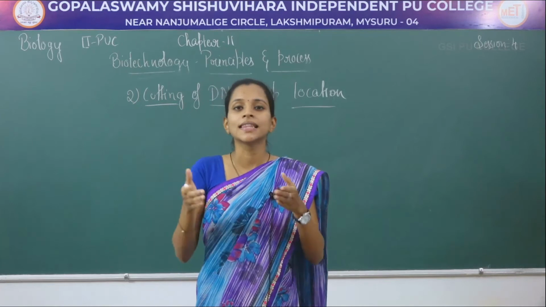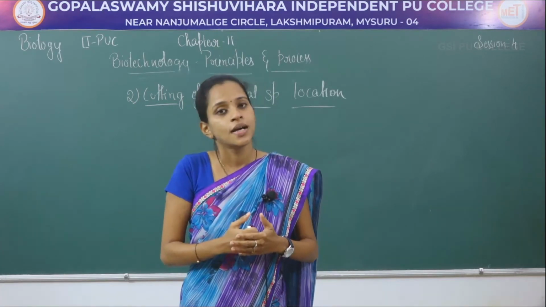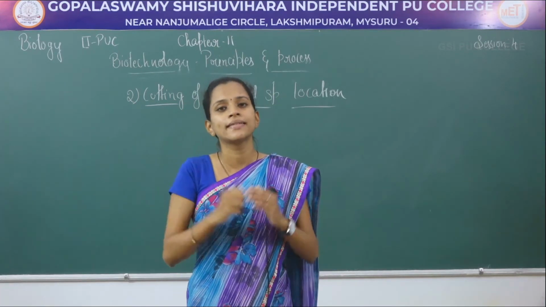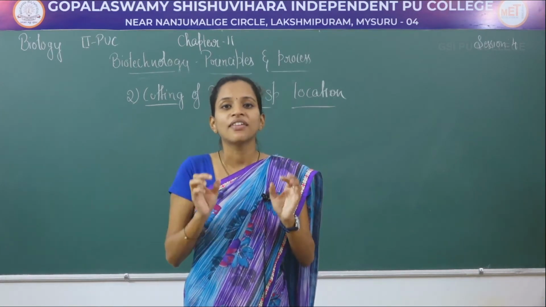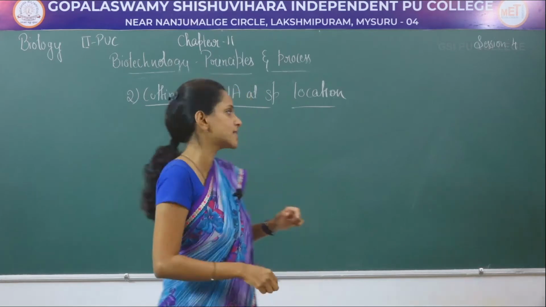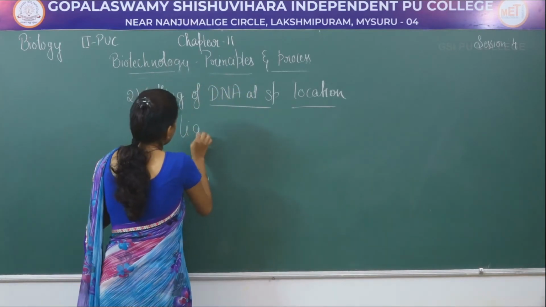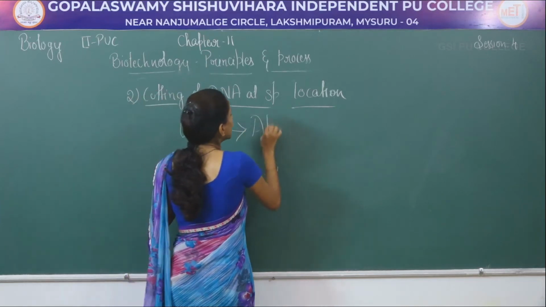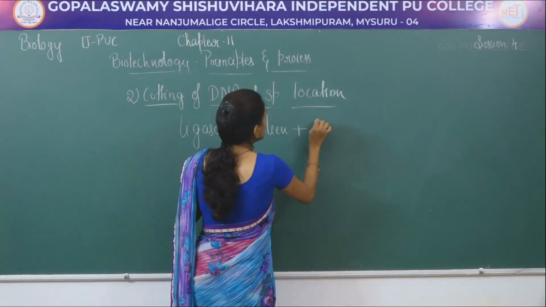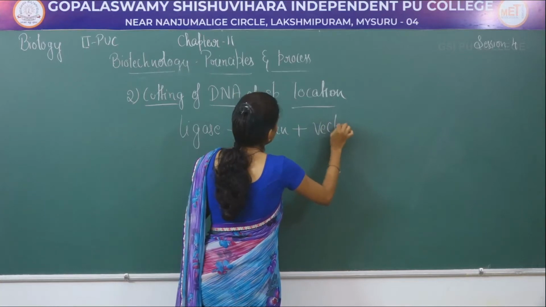Once this is done, then the gel electrophoresis process comes where you can separate the fragments. Once the fragments are separated, through the ligase enzyme, ligase is the enzyme which helps in binding the alien DNA into the vector DNA.